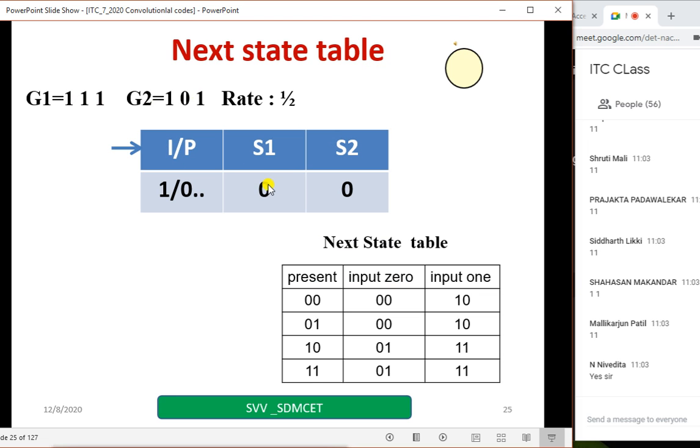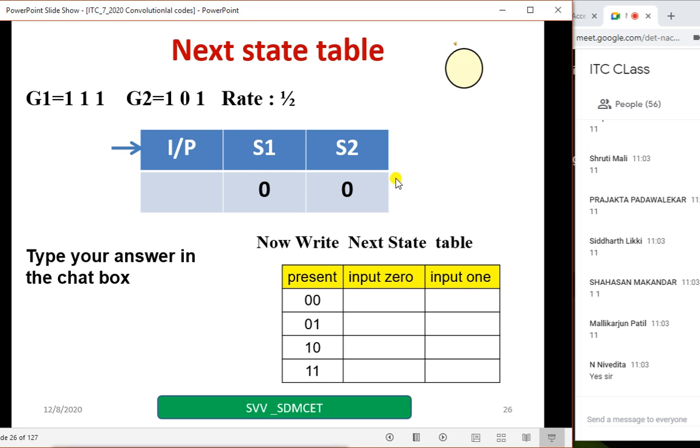What I do, I assume in the beginning these two are 0. Input I can give 0 or 1. What will be the next state? State represents only these two bits. That you have to tell in the chat box. Let me start, which is very easy to understand. Now, let us consider S1, S2 are 0, 0. Input I have given 0. Now, it is a shift register, right shift.